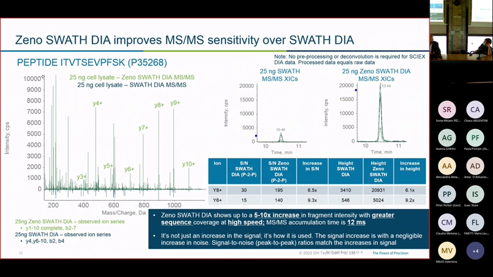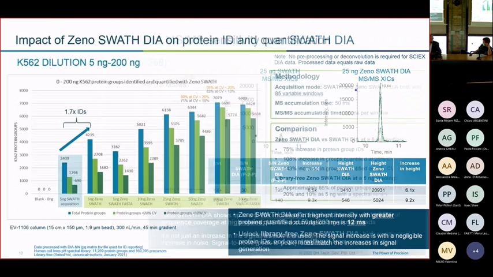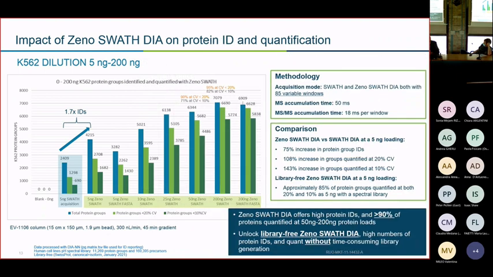And I would also remind you that the benefit of having all this sensitivity is the ability to, one, go faster, and two, be more specific. So use more variable windows. So for your information, the MSMS accumulation time in this example was 12 milliseconds. And starting with this, we wanted to go down in dilution, see where we could reach with this new capability.